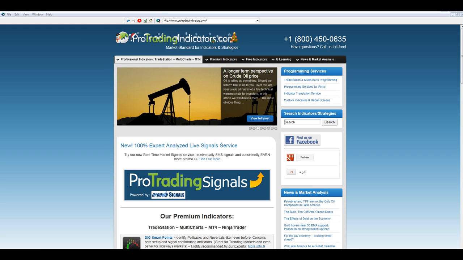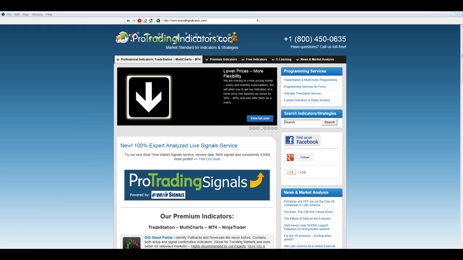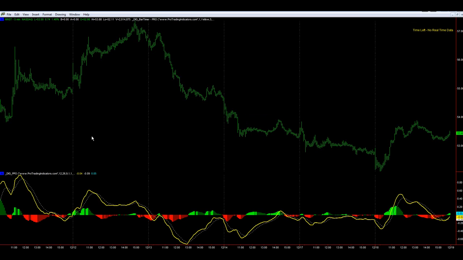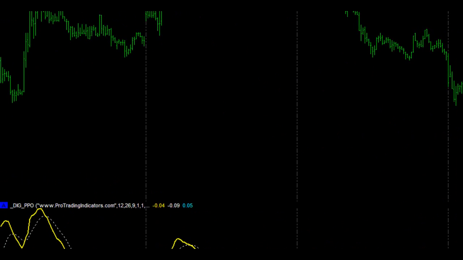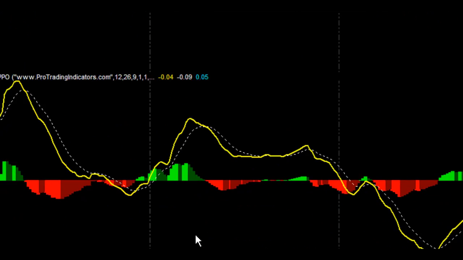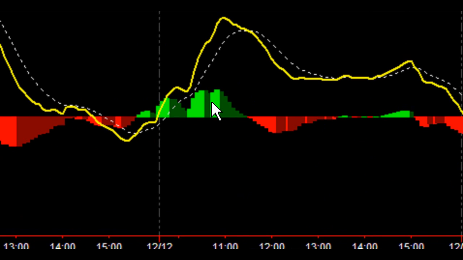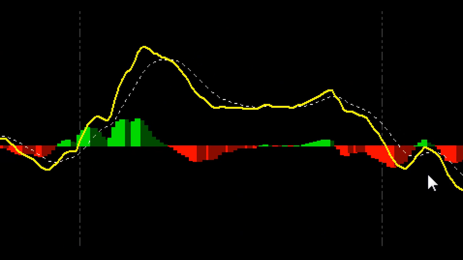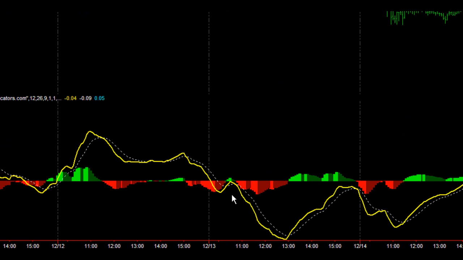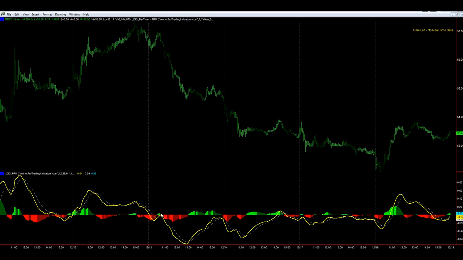This is a demonstration of the PPO from Pro Trading Indicators. The PPO is an oscillator combined with a moving average crossover system. So what we've got is the oscillator here in the histogram and then a dual moving average moving above and below the histogram. And after observing this indicator for a while, you can start to pick up on some patterns.